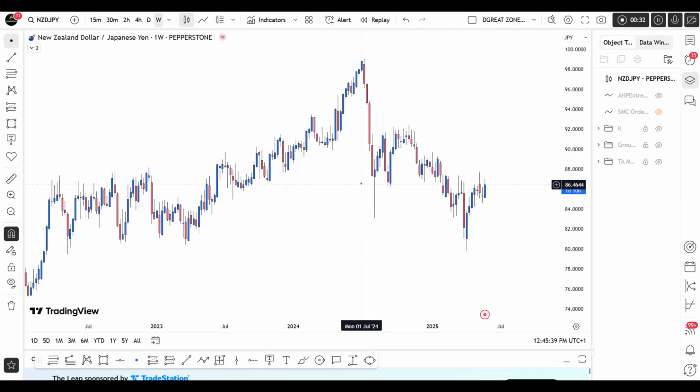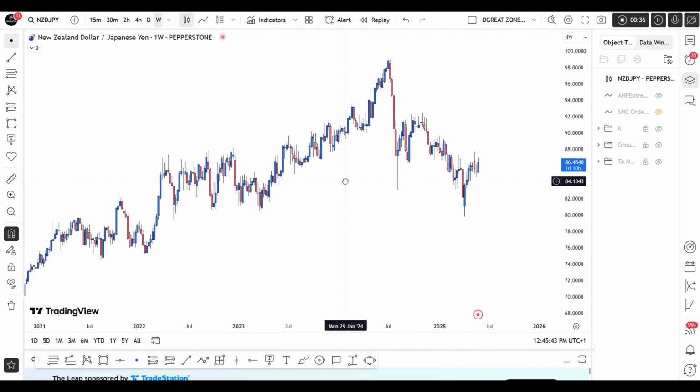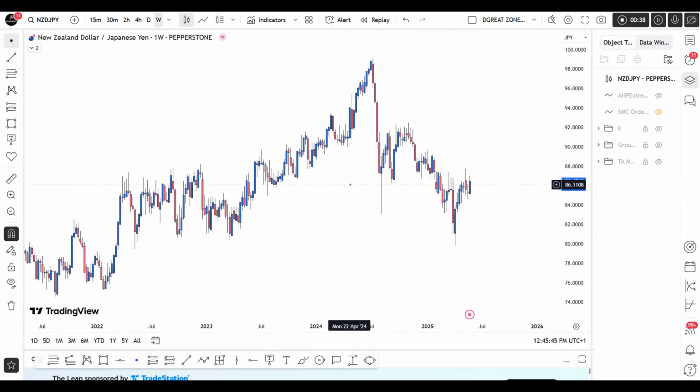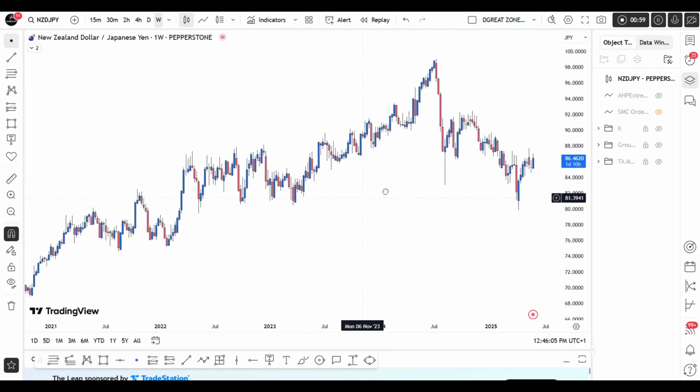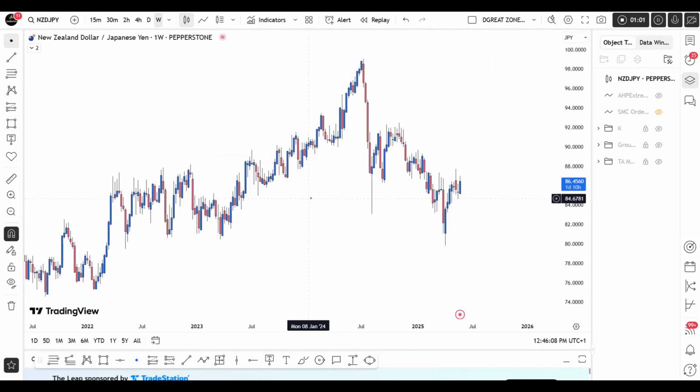So let's assume that you are asked to do a top-down analysis on this pair using your strategy. On this analysis, I'm going to apply the concept of key levels. First of all, we'll look for key levels, then we'll look for structure, then we'll look for patterns, and we'll look for entry. So we're going to go from the weekly down to the entry. The chart is super clean, nothing is here. But then let's start the analysis.